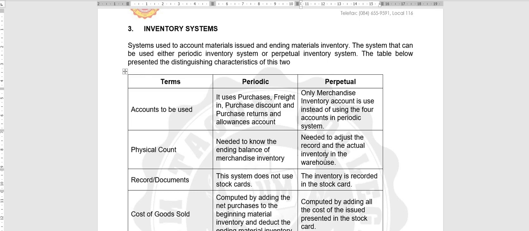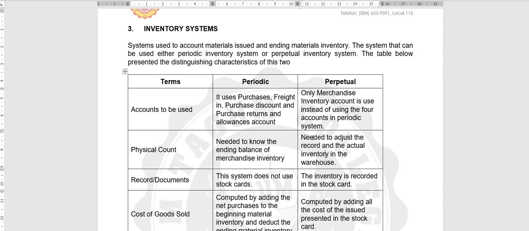So unless you do physical count, you will not know how much your ending inventory is. Except in cases wherein pwede ka lang mag-estimate, yung sinasabi natin inventory estimation, which is only applicable kapag interim reporting, or kapag impractical yung pag-conduct ng physical count. But again, physical count is required talaga kapag end of year or end of the accounting period na report yung gagawin mo.